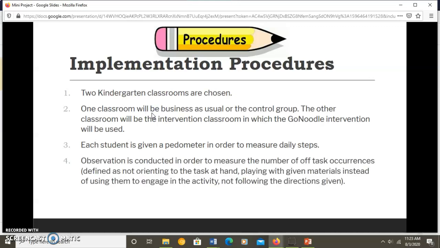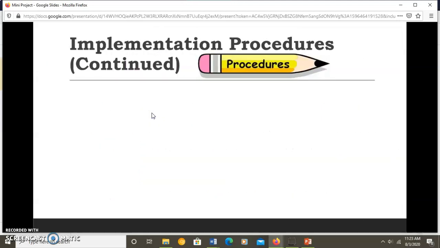Number 4, observation is going to be conducted in order to measure the number of off-task occurrences. As I stated earlier, we're defining that as not orienting to the task at hand, playing with given materials instead of using them to engage in the activity, and not following directions given. Observation will be conducted in both classrooms from 9:10 a.m. until 10:10 a.m., with the observers focusing on those off-task behaviors.